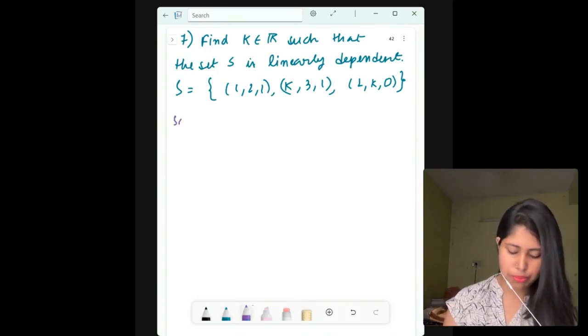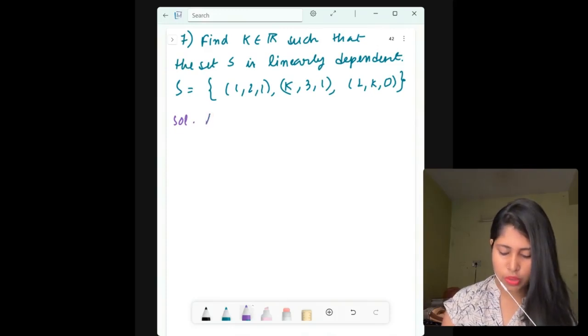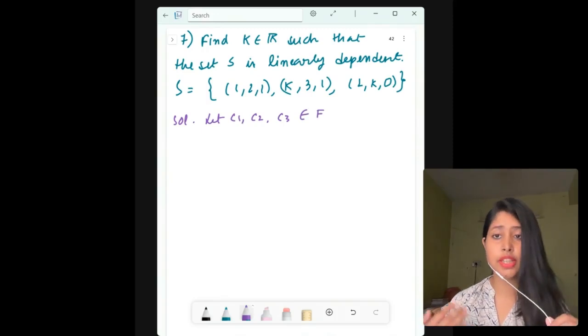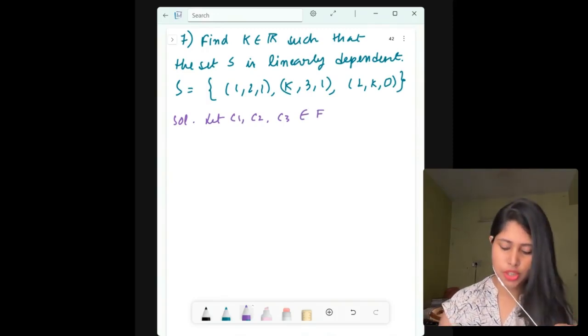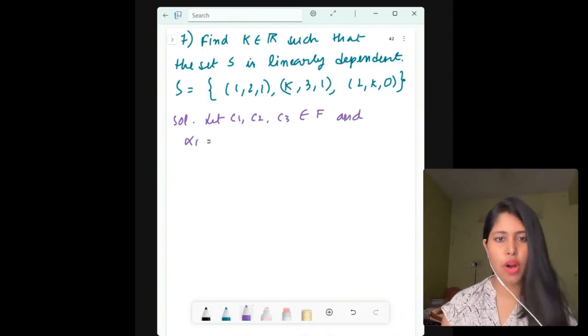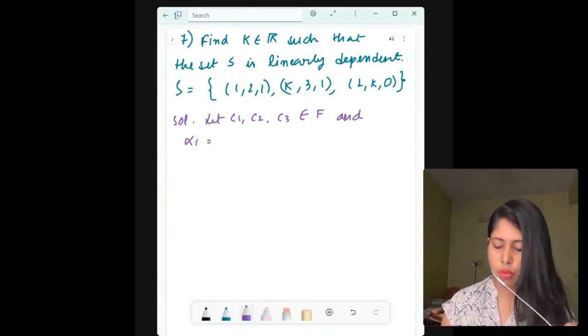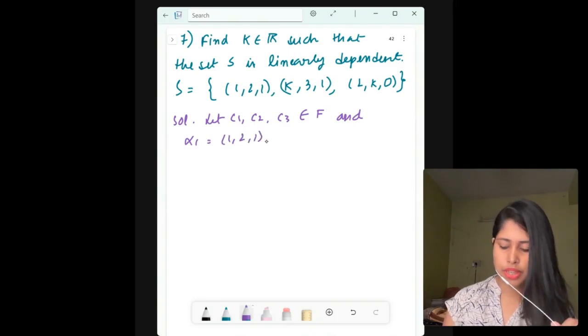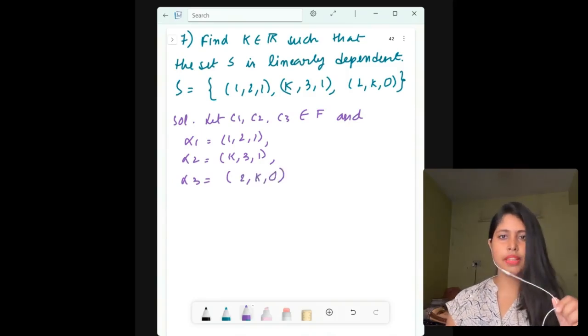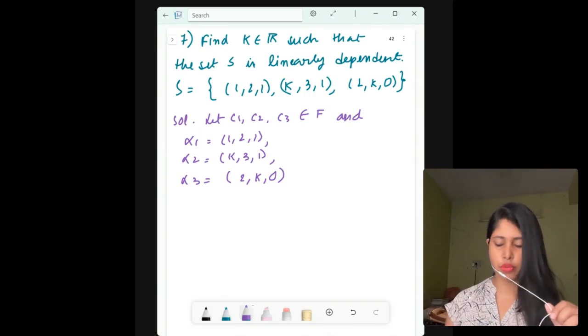This is the solution part. Okay, so let c1, c2, c3 belong to F, which are the constants taken from the field, right? Then we will define what we are taking to be alpha 1, alpha 2, and alpha 3. So alpha 1 is (1, 2, 1), alpha 2 is (k, 3, 1), and alpha 3 is (2, k, 0), right? And then we will find the solution of that c1 alpha 1 combination.